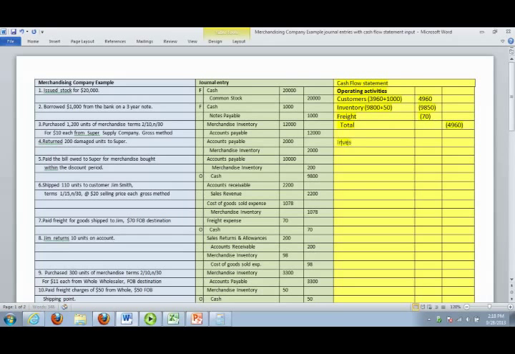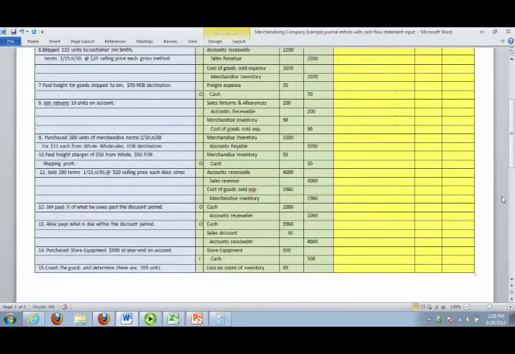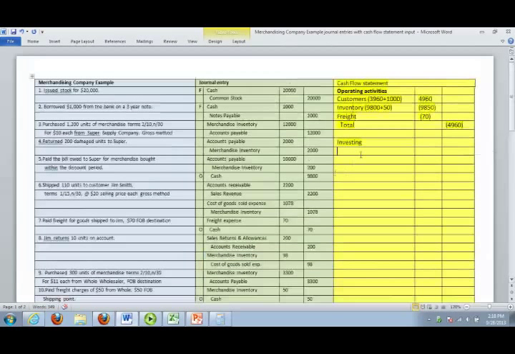So let's take investing. We don't have a whole lot going on here. There was only one thing we had here, was purchase of store equipment for $500. So that's a cash outflow. So again, we don't have to be wordy. We can just put store equipment. If it's an outflow, then we know we purchased it. If it's an inflow, we sold it.